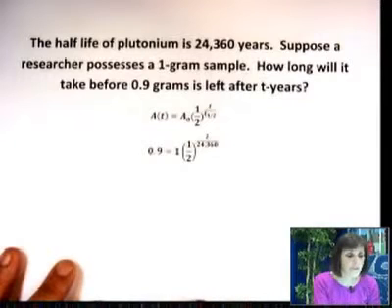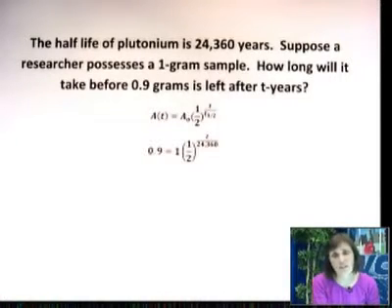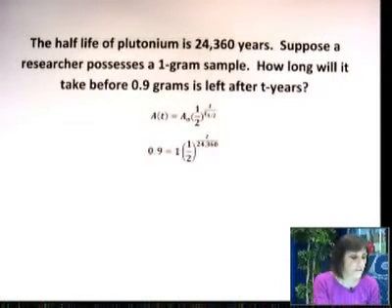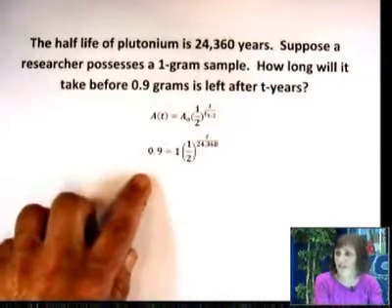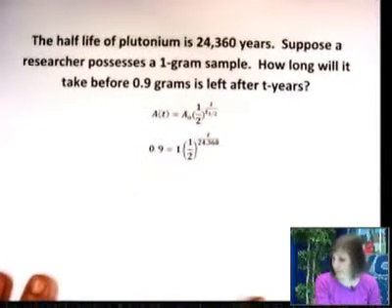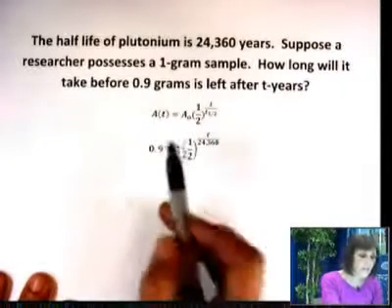Half-life of plutonium is 24,360 years. Suppose a researcher possesses a 1 gram sample. How long will it take before 0.9 grams is left after t years? All right, let's look at it. This one is a reverse problem as well. Now let's look at it.